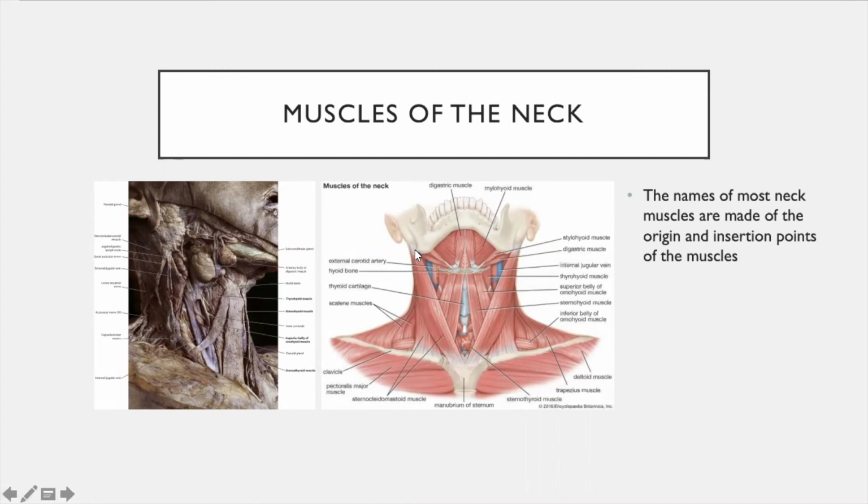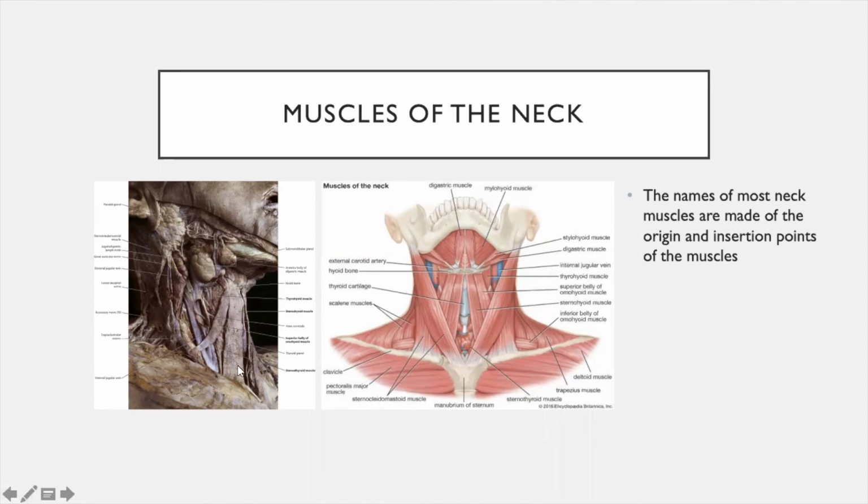And it also has an insertion point on the mastoid process of the temporal bone. This makes up the parts of the name: sternocleido for the sternum and clavicle, and mastoid for the second insertion point. You can also see the sternocleidomastoid cut here on the cadaver image. Cut right there. The next muscle, the sternohyoid, has attachment points on the hyoid bone and on the sternum.